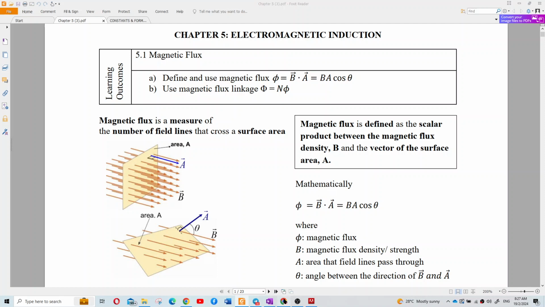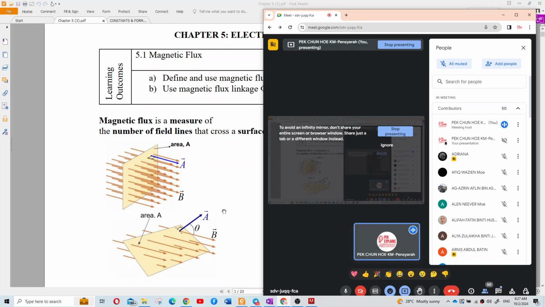Okay. So everybody can see the screen, right? Can see my screen? Just to make sure everything is fine. So 50 people around. Where are the rest 10 people?